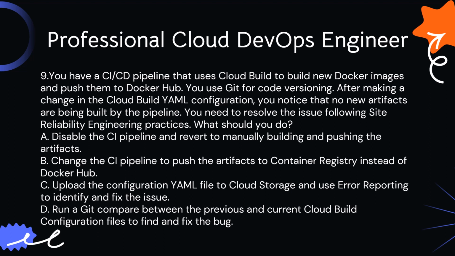A. Disable the CI pipeline and revert to manually building and pushing the artifacts. B. Change the CI pipeline to push the artifacts to Container Registry instead of Docker Hub. C. Upload the configuration YAML file to Cloud Storage and use Error Reporting to identify and fix the issue. D. Run a Git compare between the previous and current Cloud Build configuration files to find and fix the bug.